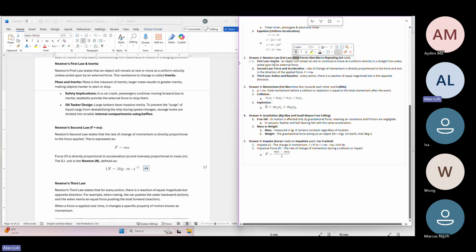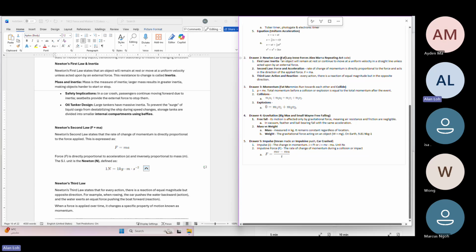Fat lazy is because if you understand the first law, the object wants to remain constant, whether it is at rest or moving at a uniform velocity. It wants to remain that way, and that is the first law, right? And also the heavier the object, the harder it is to change the status of this object. So that is the inertia.